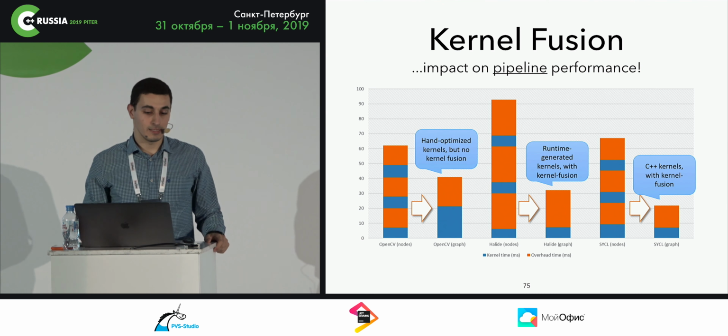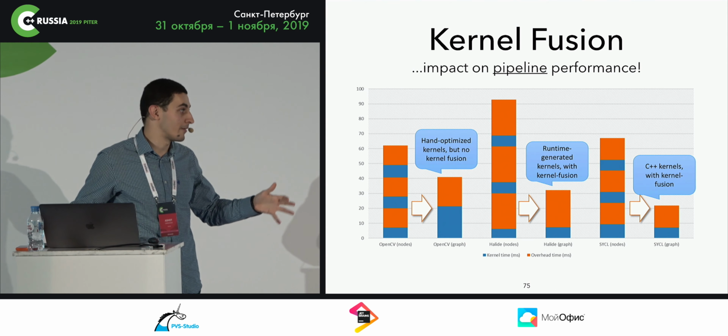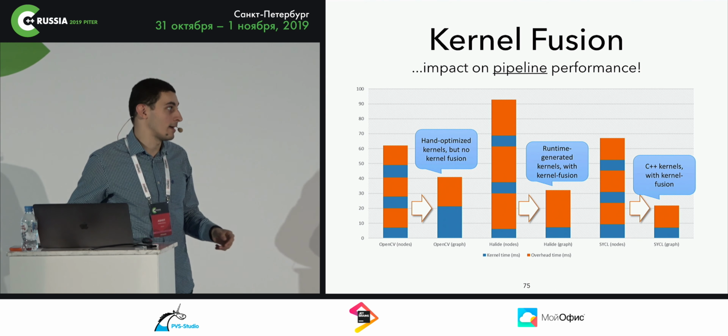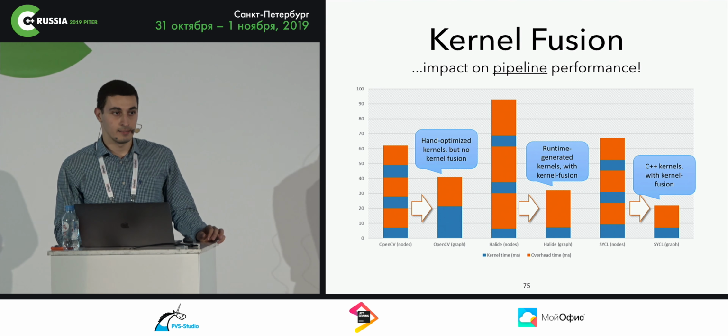And the numbers here basically show off OpenCV, which is the image processing library, a very well-known one, Halide in the middle, and SYCL. And as we can see, SYCL, being more integrated into the LLVM toolchain, produces the fastest executables.